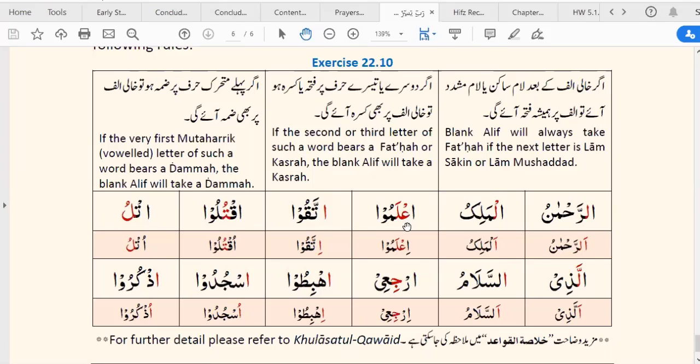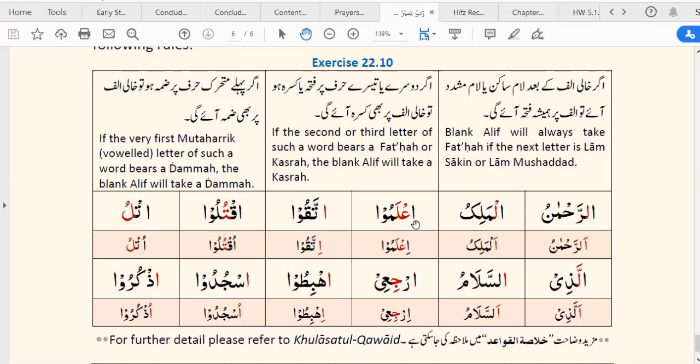So we're going to go to the next letter. And what's the next letter? Lam. Yes, good. And what stroke does the lam have on it? Fatha. Good. Now the rule is we go to the first stroke, which you rightly said is a fatha. And if the first letter with a stroke has a fatha, it means the blank alif will always have a kasra. Okay?